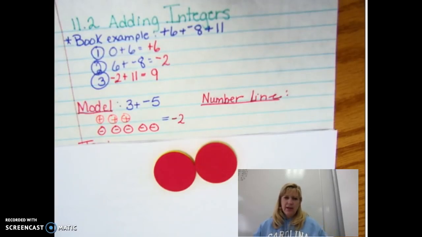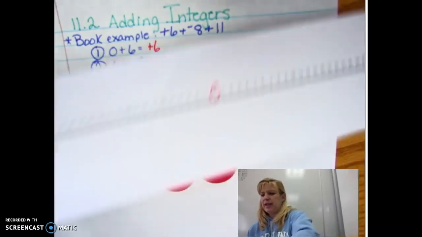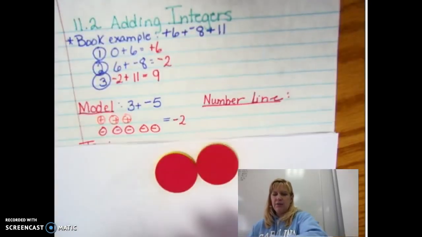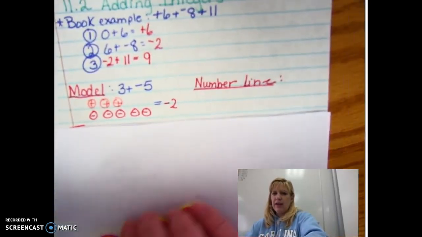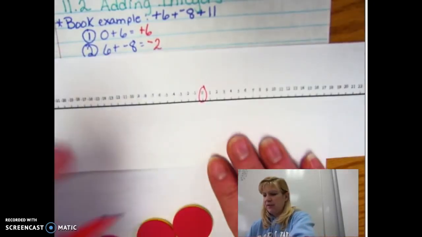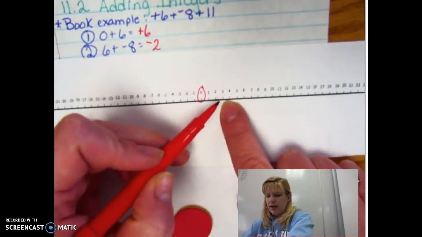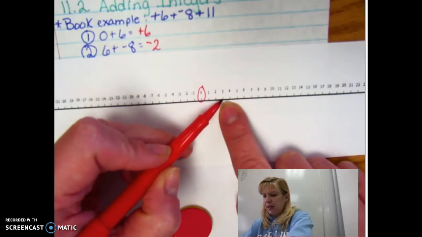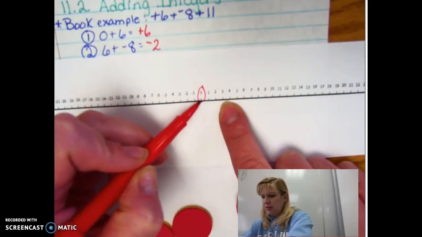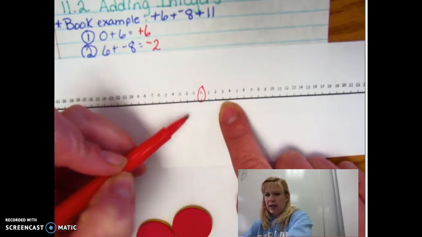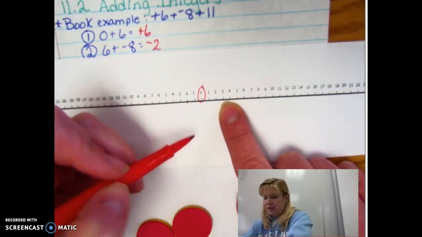So the next model I am going to show you that a lot of students do like to use, and again we're doing 3 plus a -5. So if we're at a 3, we're going to back up 5 places and go 1, 2, 3, 4, 5, and we're going to end up right there at the -2.